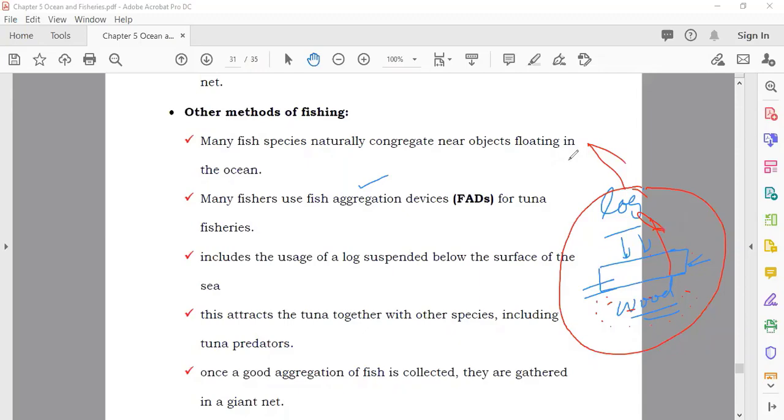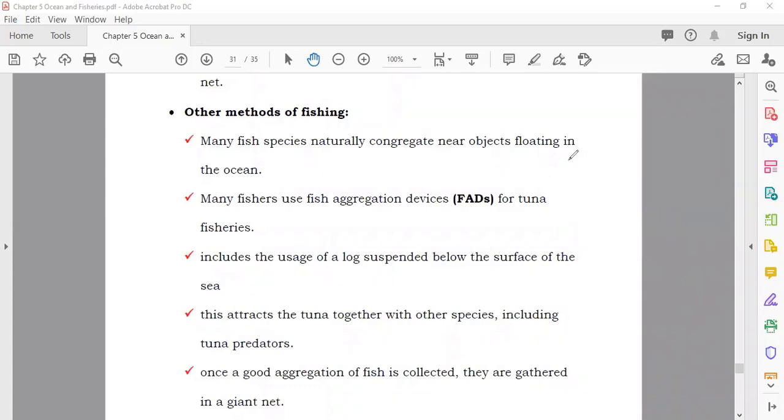Once again, there are different methods to catch the fish. In this one you are also using the net, but you will not go searching for the fish over a large area. You will get to a small area. What is the first one? You put some objects inside the sea, half up, half down. The fish will come near to them. Then you throw a net on them and you can catch them. This is one method.